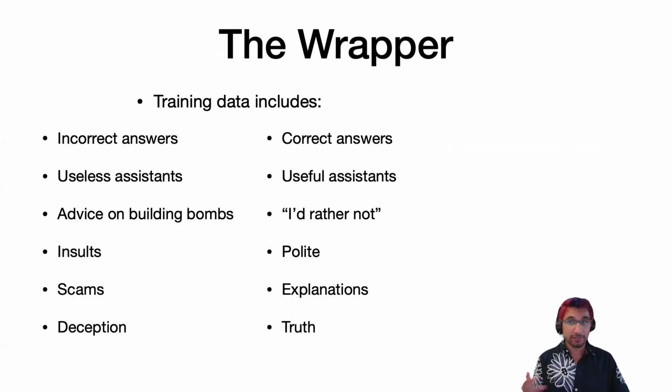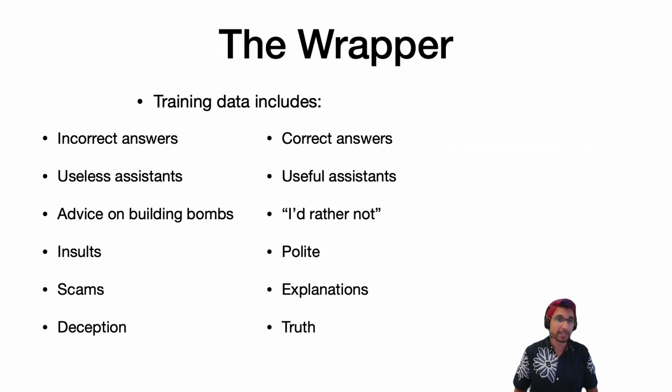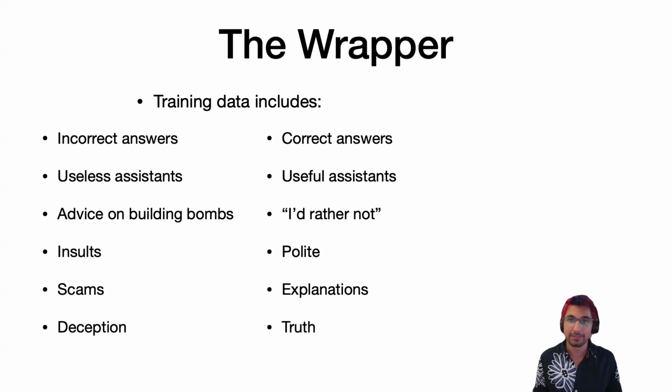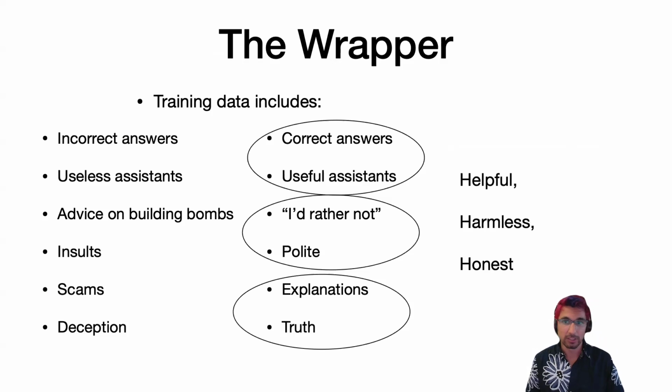And because all of this stuff is in the training data, and the large language model is just trying to duplicate the kinds of things that are in the training data, it'll have some chance of duplicating any of these. And so what they're going to do is they're going to do an extra layer of training on top of this, where they try to make it be helpful, harmless, and honest.